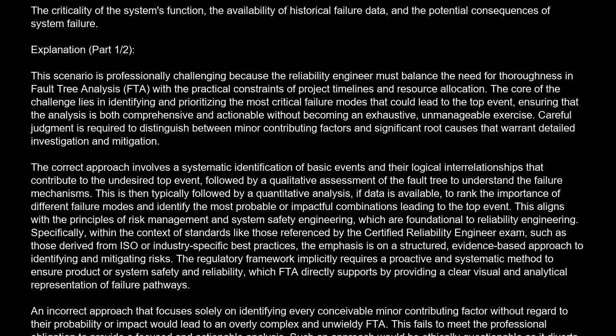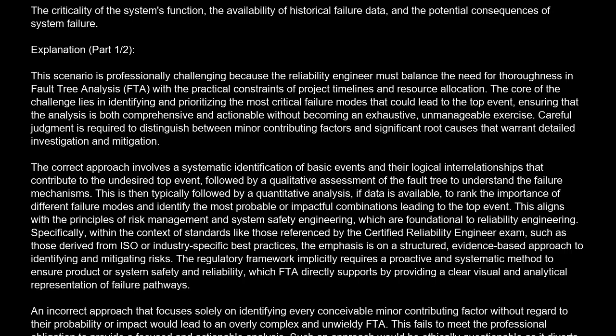The correct approach involves a systematic identification of basic events and their logical interrelationships that contribute to the undesired top event, followed by a qualitative assessment of the fault tree to understand the failure mechanisms. This is then typically followed by a quantitative analysis, if data is available, to rank the importance of different failure modes and identify the most probable or impactful combinations leading to the top event.